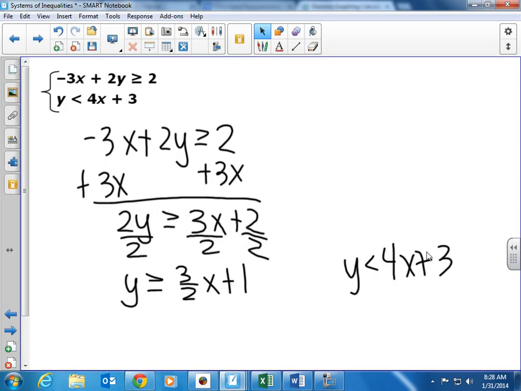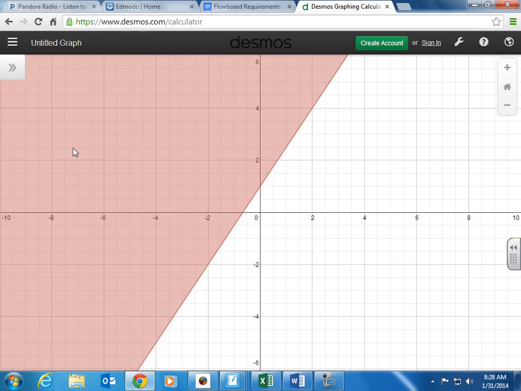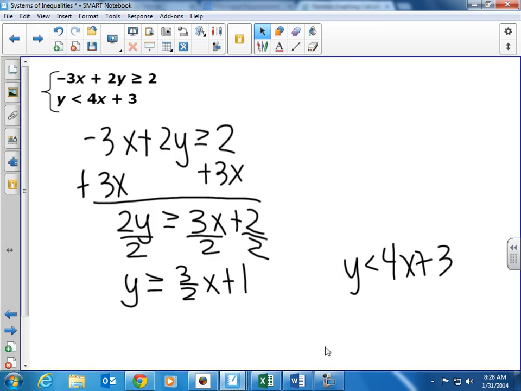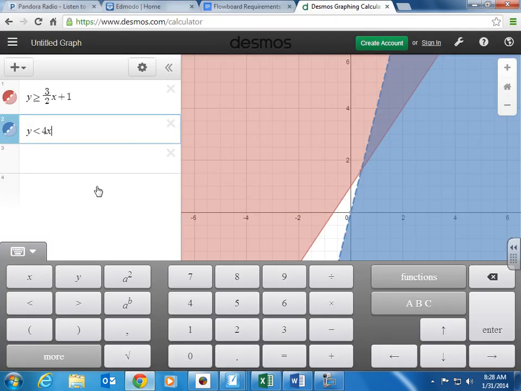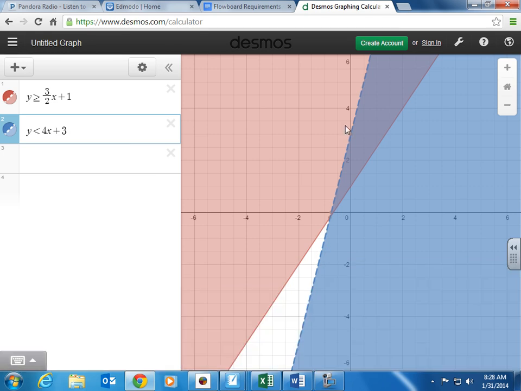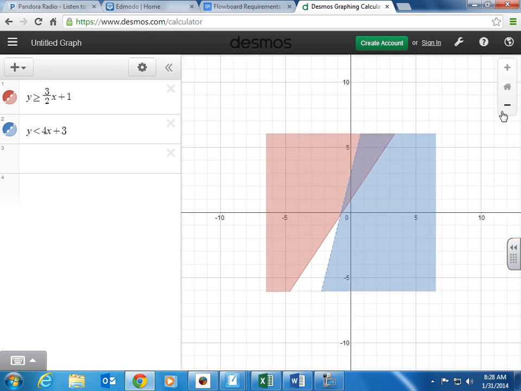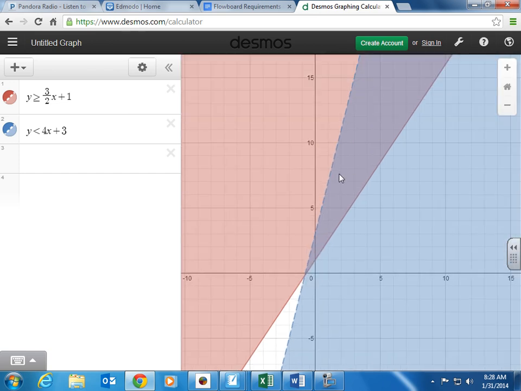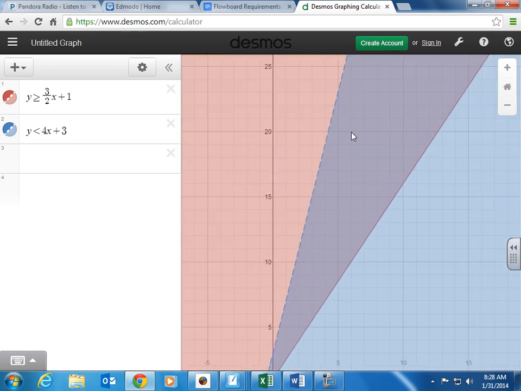Now I'm going to plug in my other inequality, y is less than 4x plus 3. Notice when this graphs in blue, first of all, my line is dashed, meaning the points on that line are not included. They're not solutions. And because it's less than, we shaded everything below the line. Now if I zoom out here, I want you to see the solution is this overlapping area right here, the red and the blue mixed. All of this part would be the solution set.